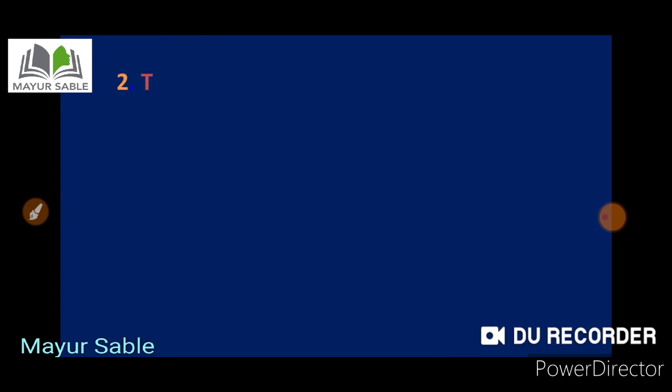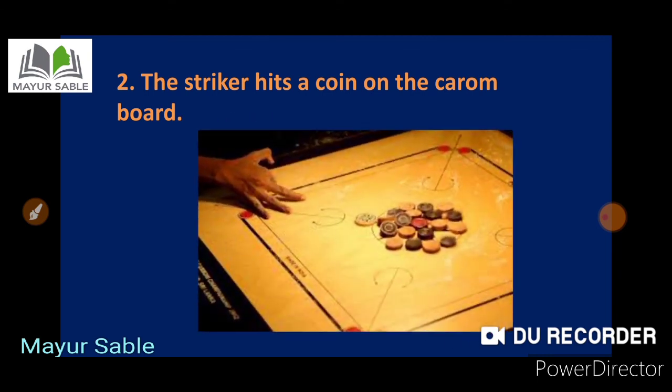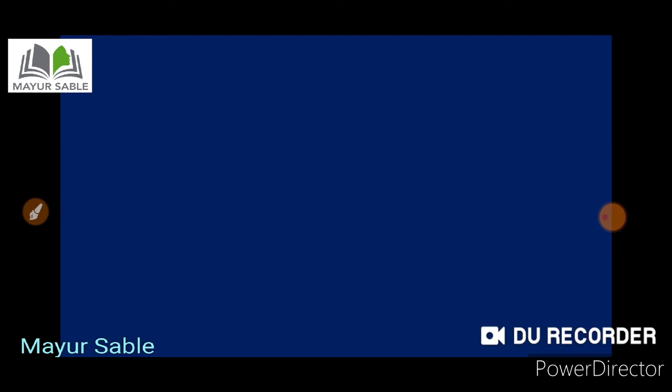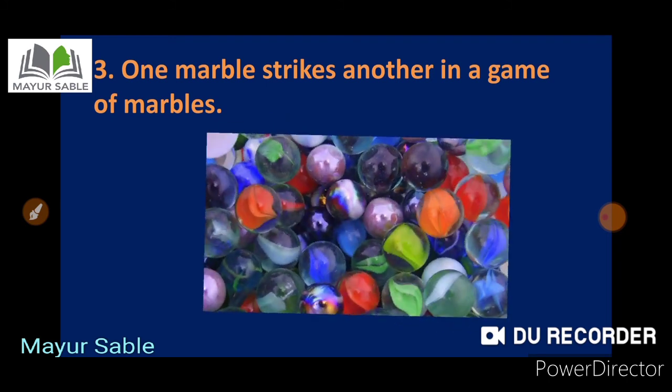Then the next question is, the striker hits a coin on the carom board. As we know, when the striker hits the coin, what will happen? That coin, which is stationary, will start to move and leave its place. Then the third is, one marble strikes another in the game of marbles. You play marbles, and what happens? When we strike a marble with another marble, the marble gets displaced. Yes, so in marbles also we can see that.